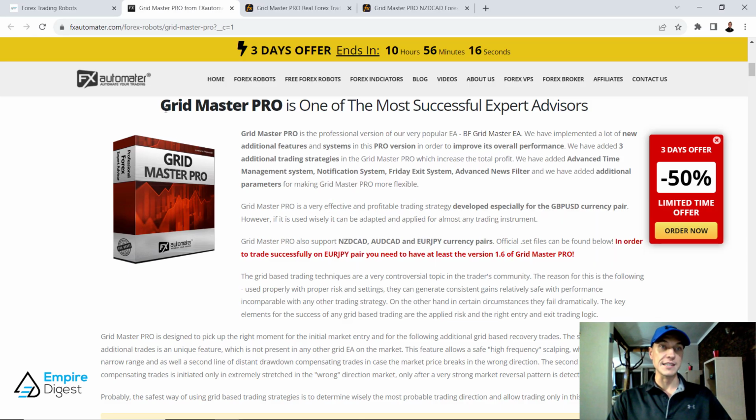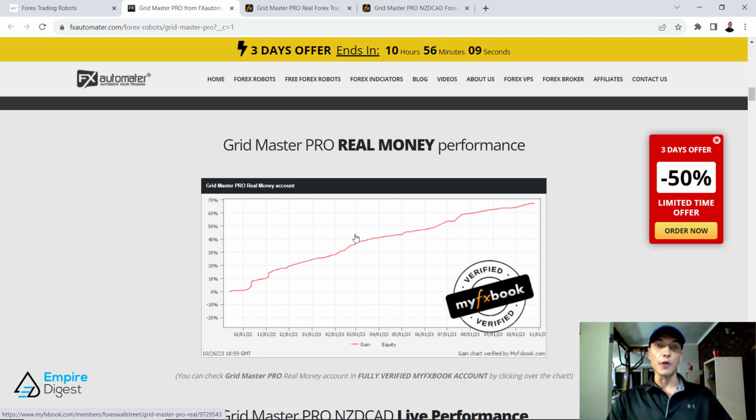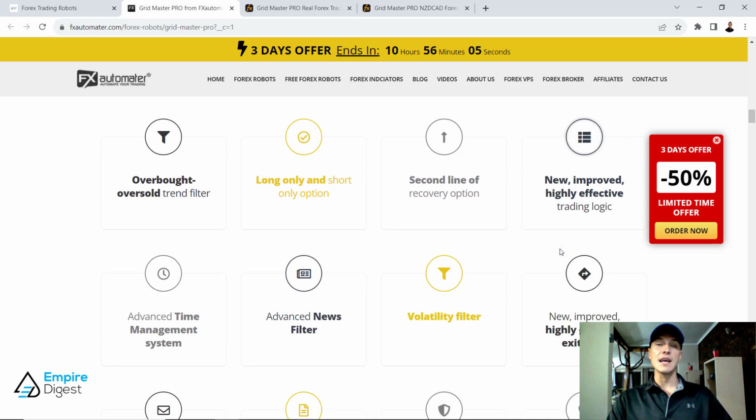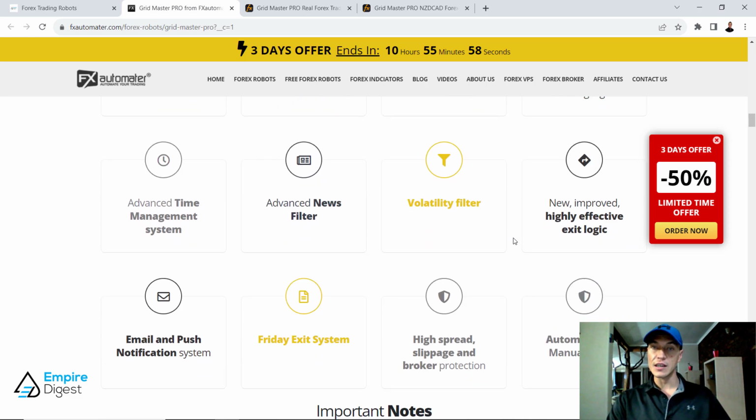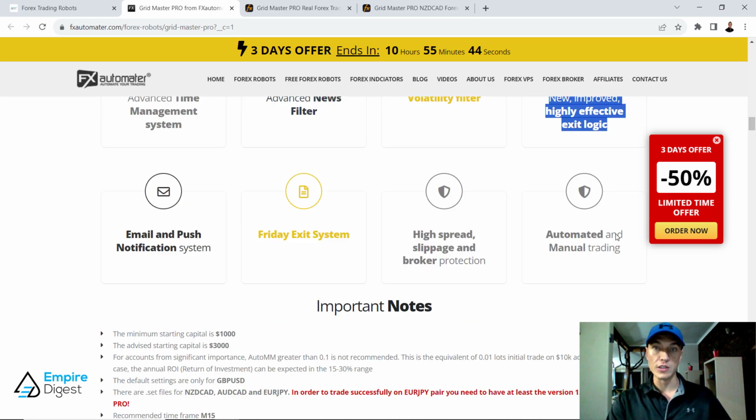Now, for the Gridmaster Pro, I've opened up two Myfxbook accounts. One thing before we actually head over to the Myfxbook account, one thing that I was looking for is to see whether this forex trading robot is using a stop loss, and I couldn't really see anything. It says here it's got a new improved highly effective exit logic. So what that means, I don't really know. Hopefully it is a stop loss. If not, I would highly suggest you contact their support.